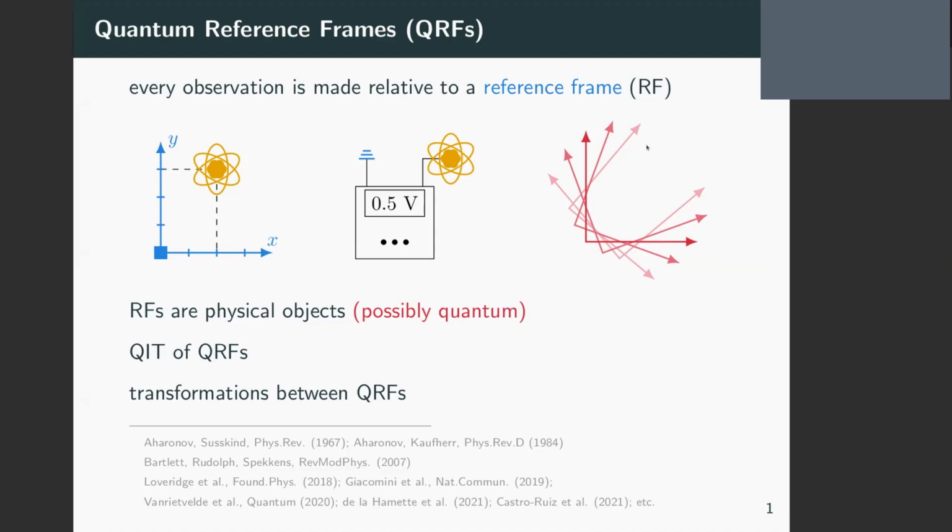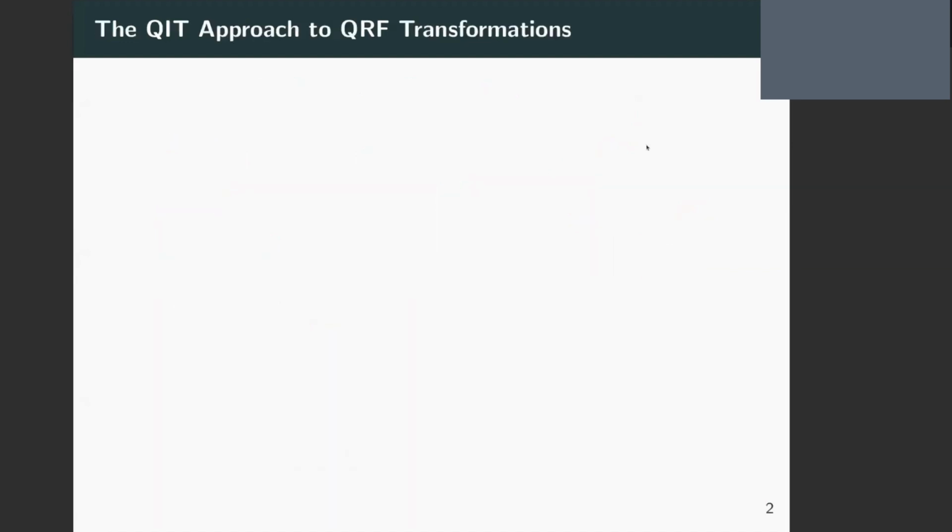And as I said at the beginning, there are many different approaches to tackling the description of transformations between quantum reference frames. So I want to focus on one particular approach, the one I'm working on. You could loosely title this the QIT, quantum information theory approach to quantum reference frame transformations. So first of all, we care about transformations and we care about quantum reference frames. This is clear from the title because of the reasons that I've just listed.